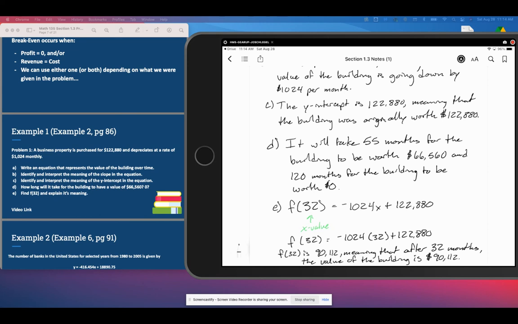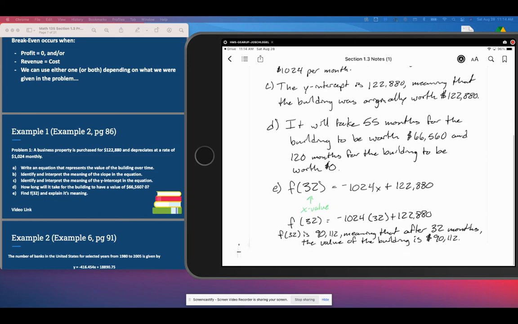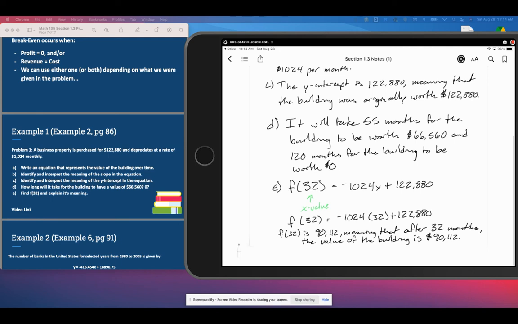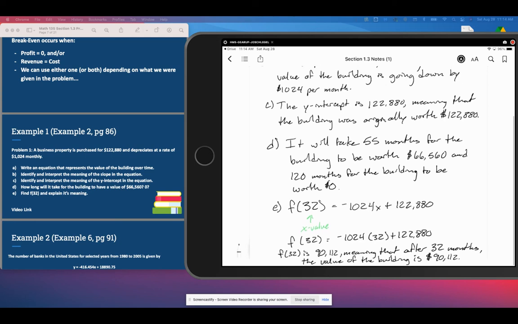Okay, so I kind of scrunched on the bottom of my iPad paper here. F of 32 is 90,112, meaning that after 32 months, the value of the building is $90,112. That's it for example 1. We'll be back with the next shortly.